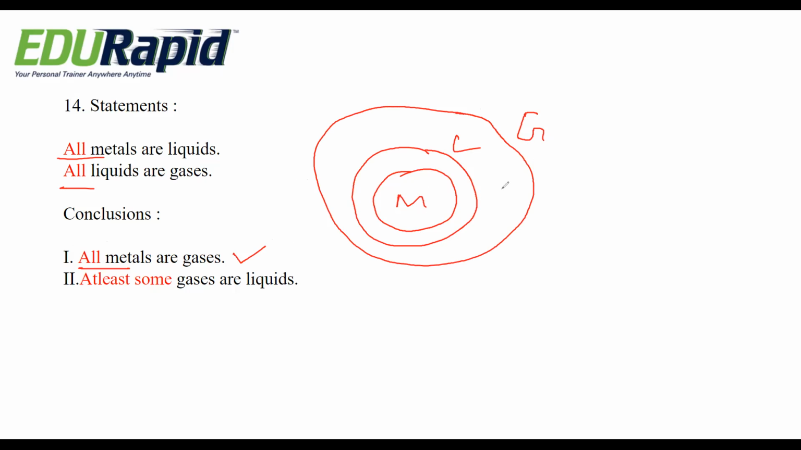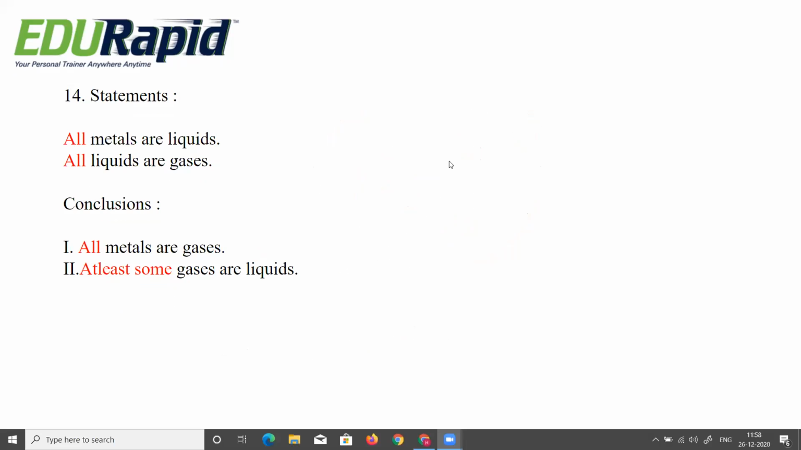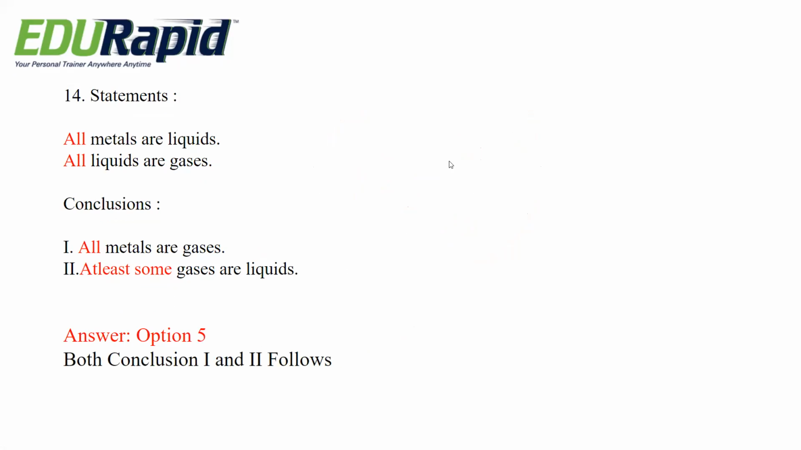Because both lie in the same circle. All metals are gases. At least some means some. Some gases are liquid. Yes, it also follows because it also lies in the same circle. It is connected to each other. So we can say that both conclusions 1 and 2 follow. That is option 5. Both conclusions 1 and 2 follow.